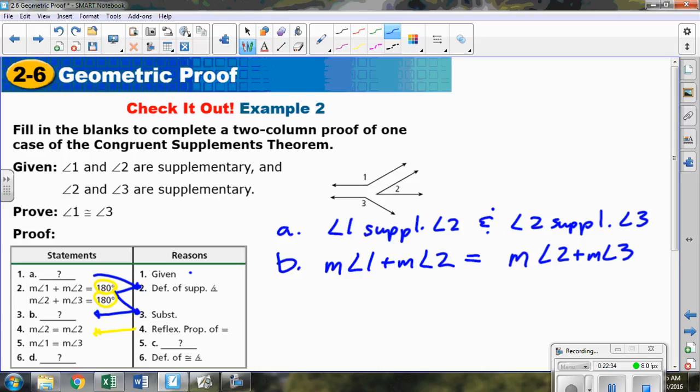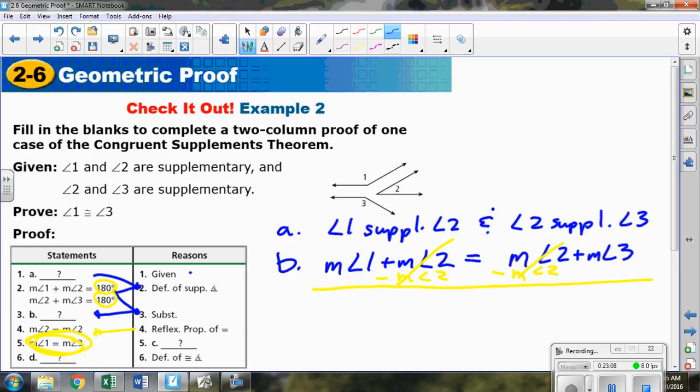What did we do to this equation B to get it down to here? If we subtract off the measure of angle 2 from both sides, we see that those cancel. That's how we would create the measure of angle 1 equals the measure of angle 3. That's how we created this part.